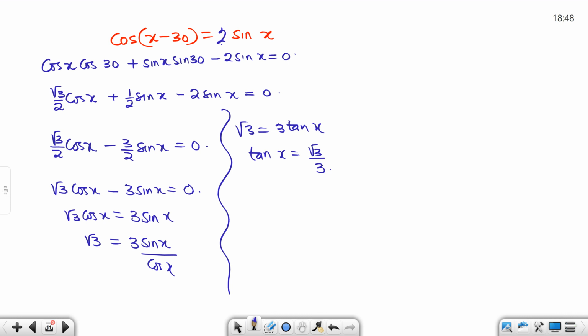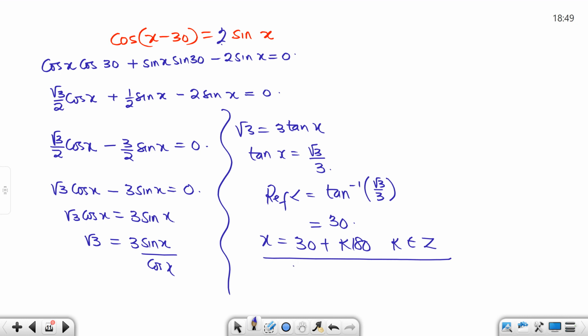Is that fine? What is my reference angle? Tan equals root 3 over 3. What is your answer here? 30. Now, please, for tan, you don't need to do all, just one quadrant. And remember, this is plus k times 180. Okay, so we're done, right? So what is x? 30 plus k times 180, where k is an element of integers. Guys, please, I hope this makes sense, and you see the difference between this and the first one.